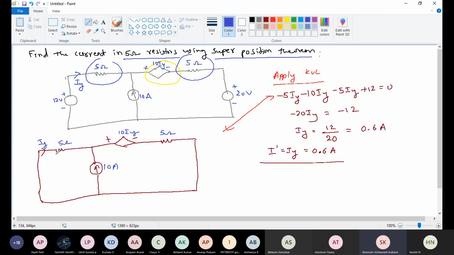Now current is flowing. See, I am going to mark polarities, plus minus, plus minus. Now two loops are there. I am going to take this I1 and for this I2. Now this branch, see this branch, due to 10 ampere, now I can write I2 minus I1, super mesh equation.